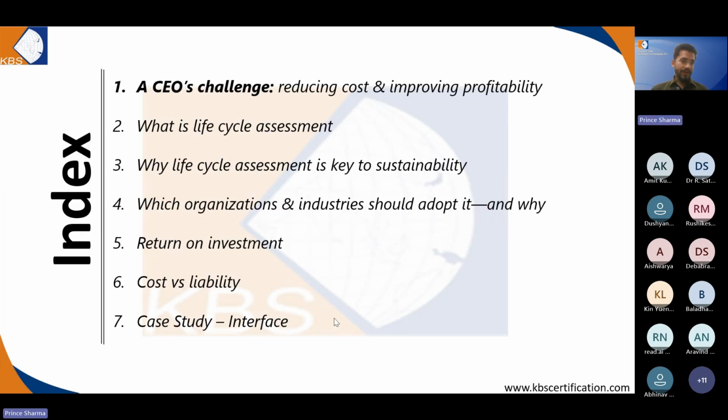So, what will be the flow of this webinar? We will first discuss the CEO's challenge, reducing cost and improving profitability. Then, what is life cycle assessment? After that, we will discuss why life cycle assessment is the key to sustainability and which organizations and industries should adopt it. Return on investment is a very important part, and we will be covering it in this webinar, as we have already promised you. Then we will discuss cost versus liability, and one case study for Interface.